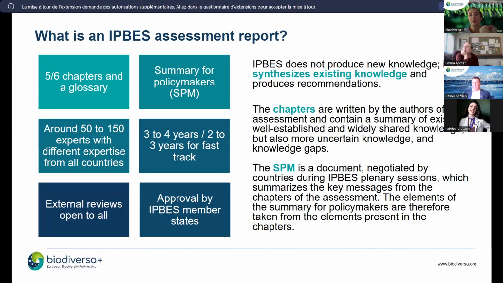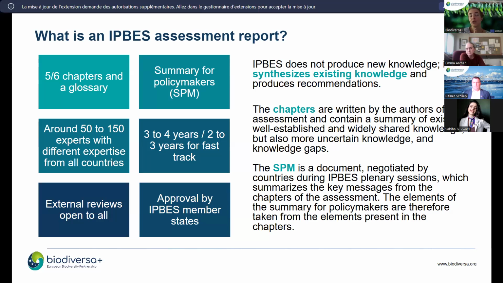The chapters are written by the authors of the assessment, usually a team of between 50 and 150, depending on how big the assessment is. They come from different expertise and from all over the world, and they write chapters that contain a summary of existing, well-established and widely shared knowledge, but also more uncertain knowledge and knowledge gaps. The summary for policymakers is a summary of the chapters, but written for the negotiators that will negotiate the document in an IPBES plenary session at the end of the assessment, and that will be what is used by the decision makers.